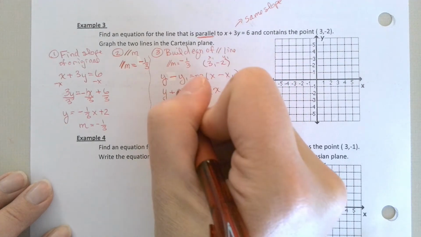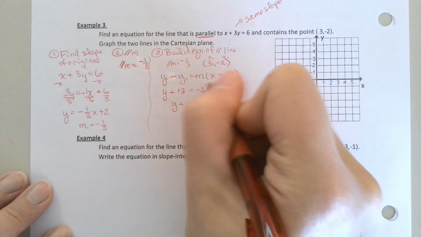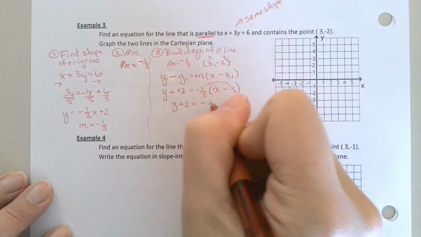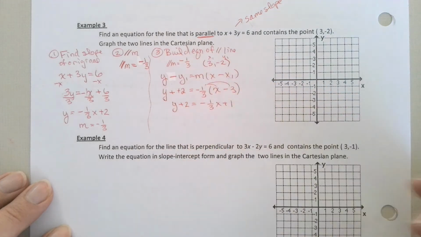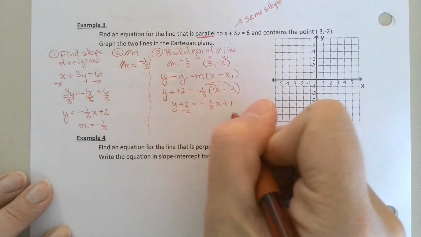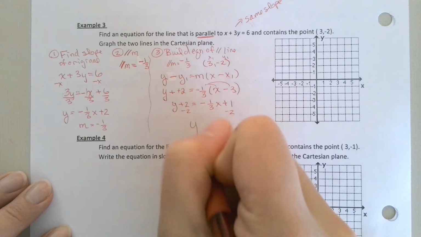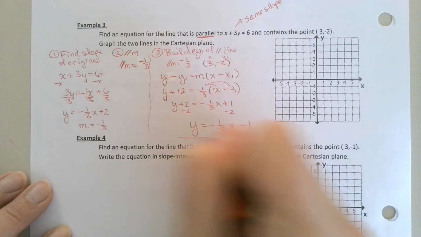So let's change out our signs. I have y plus 2. Let's go ahead and distribute. It's a negative 1/3 x and a positive 1 because that cancels. And then my last step is to get y by itself, so I will subtract 2. So here's my equation. Y equals negative 1/3 x minus 1.